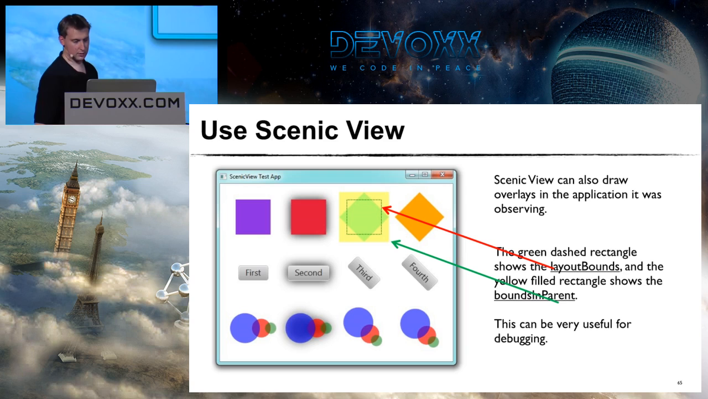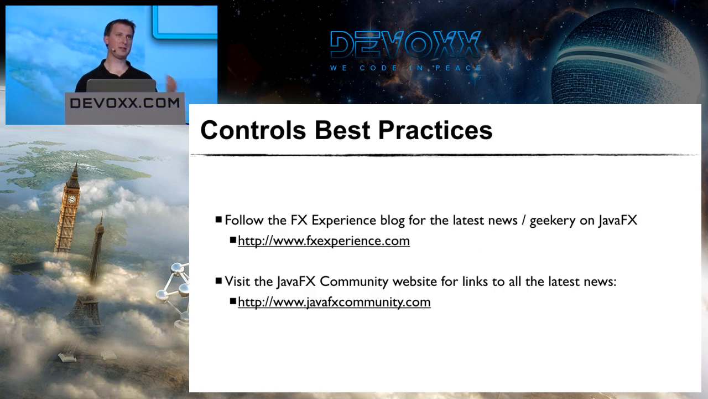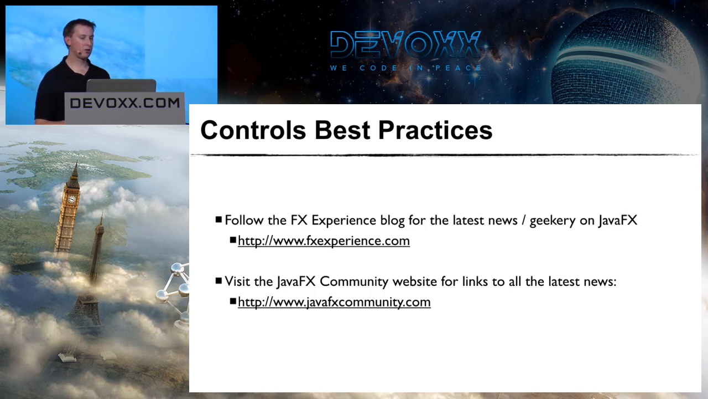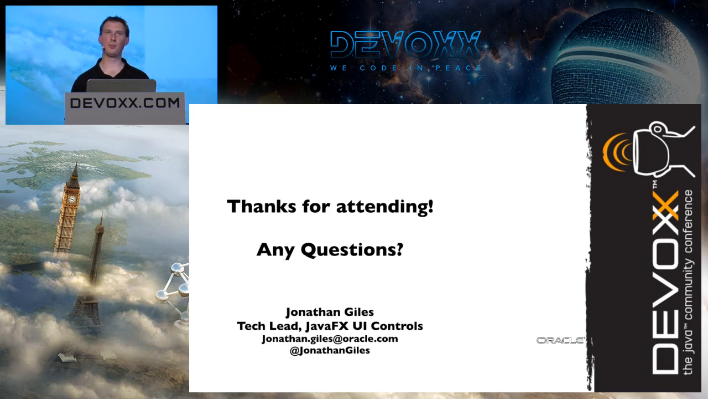So the layout bounds is that green dashed area, and the bounds and parent is that yellow filled rectangle. So it's an overlay to let you understand why things are different or what's going on, and slowly learn about the layout API as well as all the other API in JavaFX. There's a few good websites, fxexperience.com and javafxcommunity.com. Both are very good at having their finger on the pulse of the JavaFX community.